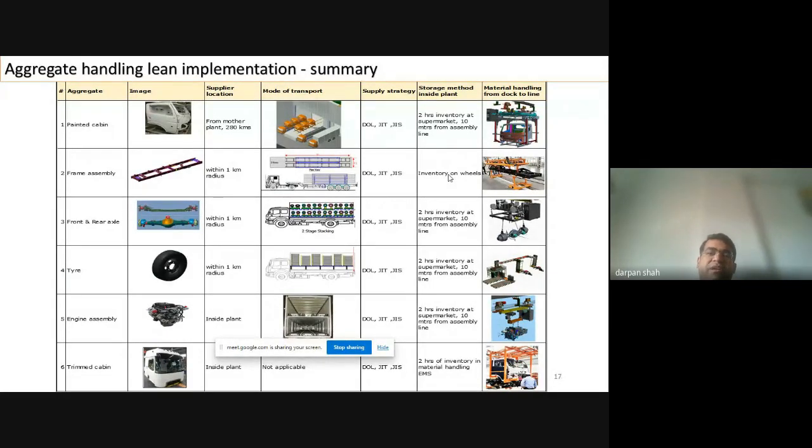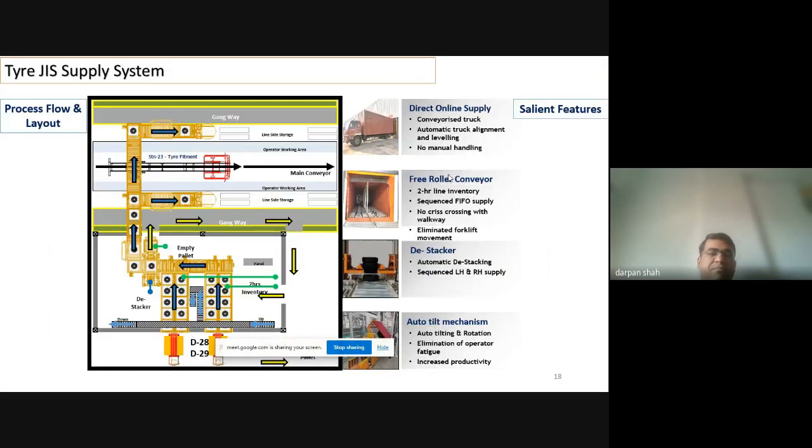Going into the details of these aggregates, this is a typical flow I've tried to indicate so that I can explain the tire handling part. This is just in sequence supply. As you can see, we have two dedicated docks. For tire handling, this is the main assembly line where the tire is required to be assembled, so that a particular truck is rolled out.